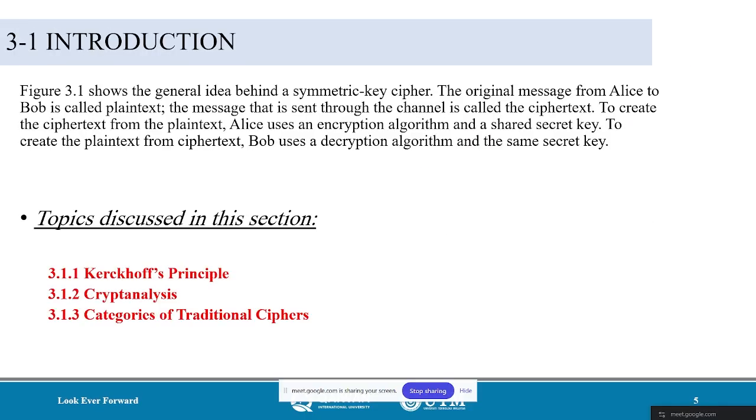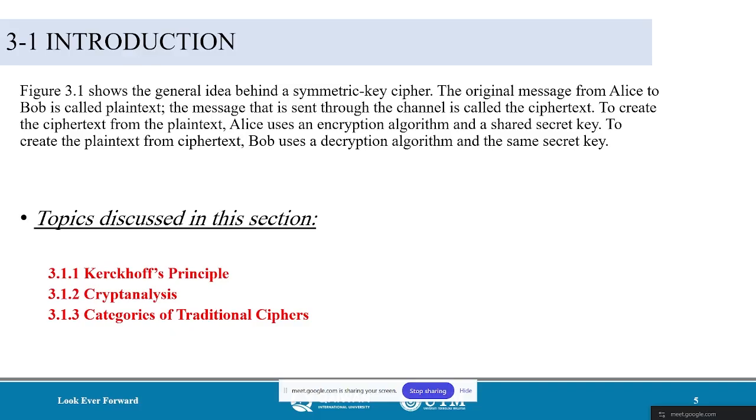First of all, an introduction. Figure 3.1 shows the general idea behind a symmetric key cipher. The original message from Alice to Bob is called plaintext. The message that is sent through the channel is called the ciphertext. To create the ciphertext from the plaintext, Alice uses an encryption algorithm and a shared secret key. To create the plaintext from the ciphertext, Bob uses a decryption algorithm and the same secret key.